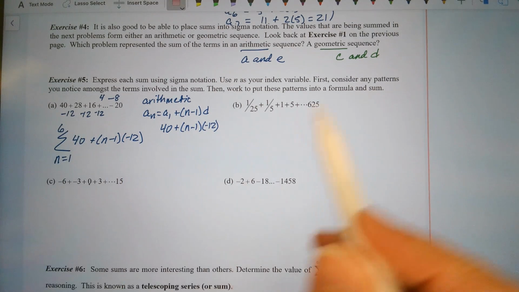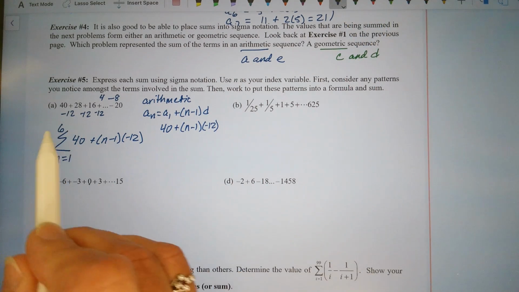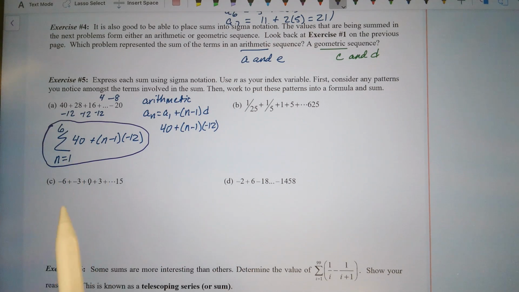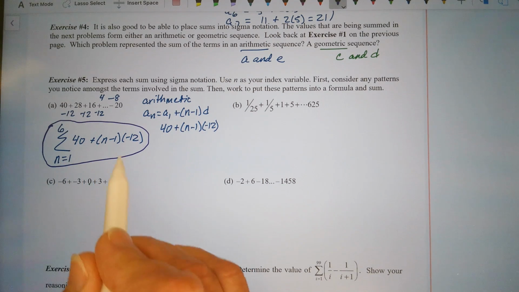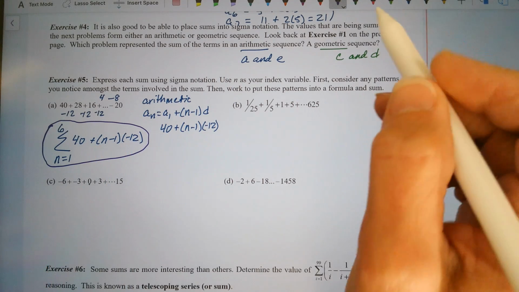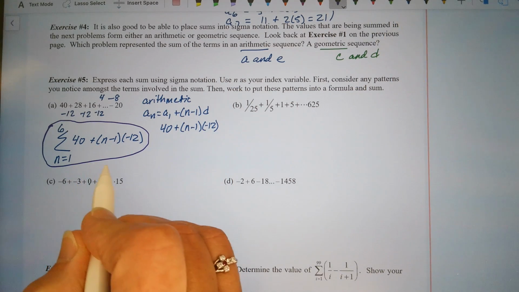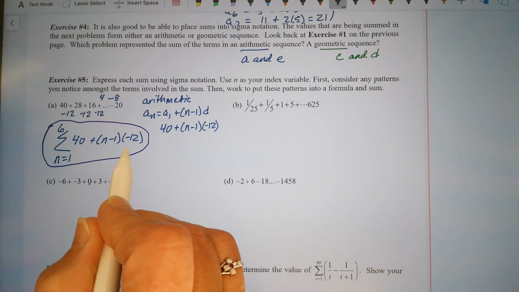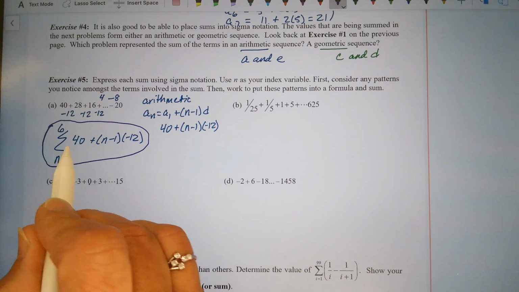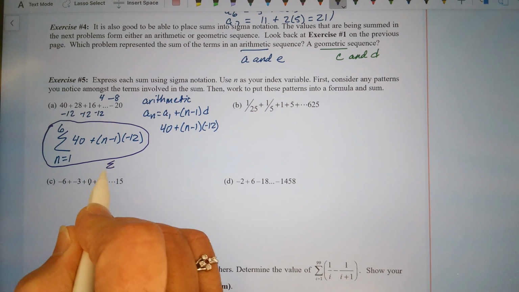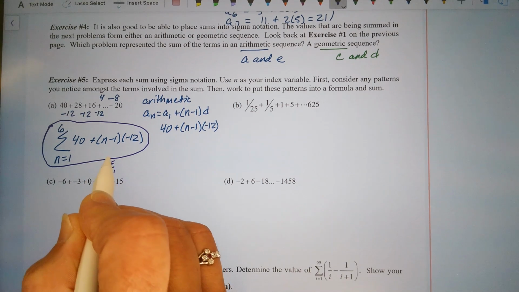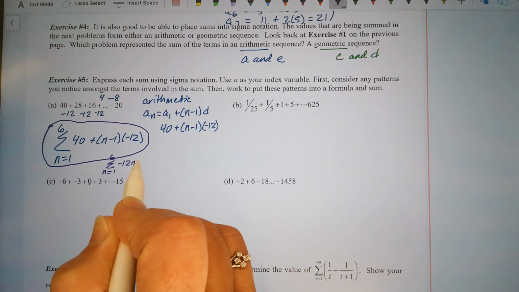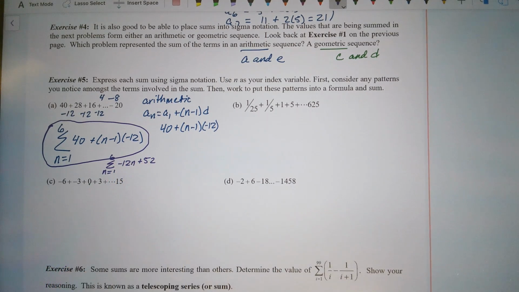You can simplify it. You don't have to. Just be aware that if it is a multiple choice question, oftentimes it would be simplified. In other words, you distribute the -12, and you get -12 and plus 12. And the positive 12 and 40 would be 52. So the sum of n going from 1 to 6, -12 and plus 52.